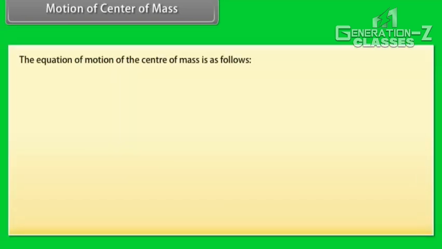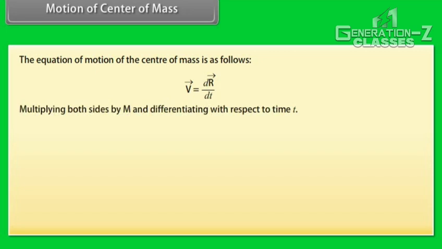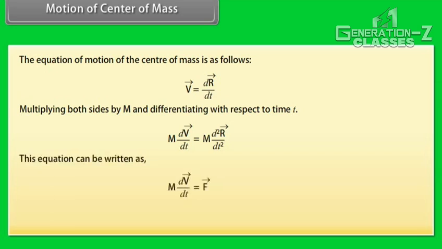Motion of center of mass. The equation of motion of the center of mass is as follows. v vector = dr vector/dt. Multiplying both sides by m and differentiating with respect to time t, we get m dv vector/dt = m d²r vector/dt². This equation can be written as m dv vector/dt = F vector.